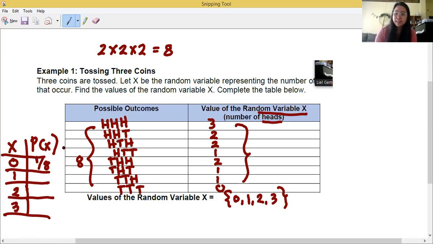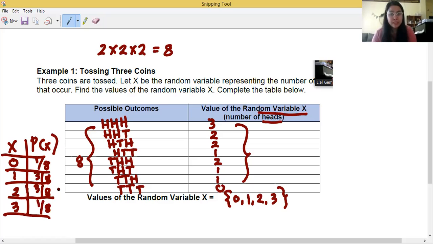Ma'am, can I write it in a decimal? No problem. But I prefer to have it in fraction because it's more accurate, especially if it's a non-repeating, non-terminating decimal. I prefer the fraction. For 1, how many times? 3 out of 8. The other for 2, 3 out of 8. And for 3, it occurs 1 out of 8.